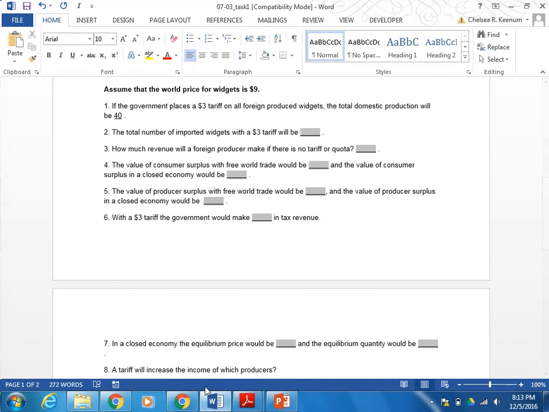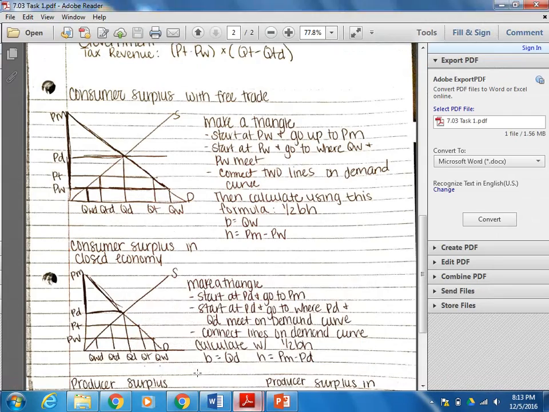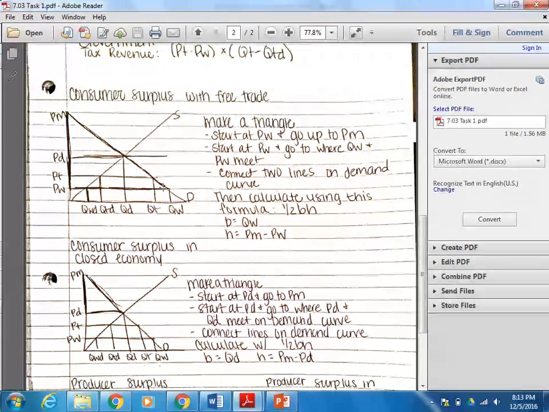For producer surplus in a closed economy, you would start at PD and go all the way to 0. And then you would go over to QD, and then you would connect them on the supply curve. And you do 1/2 times base times height, your base being QD, your height being PD. So for us, that would be 60 times 15 times 1/2. And so those things will help you figure out numbers 4 and 5, making sure you know that.